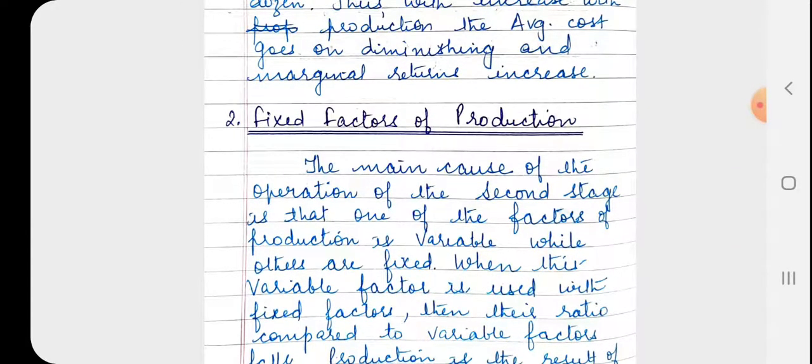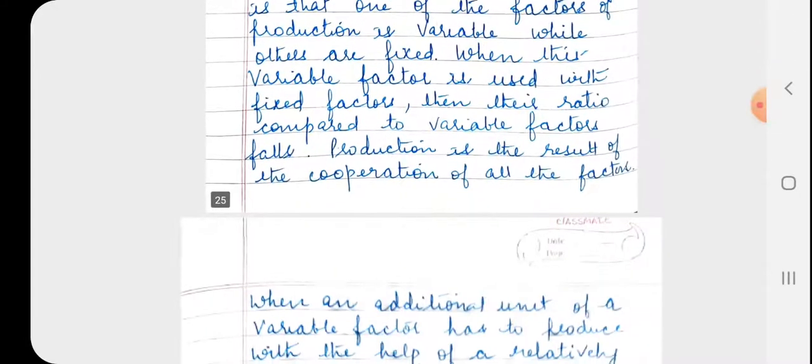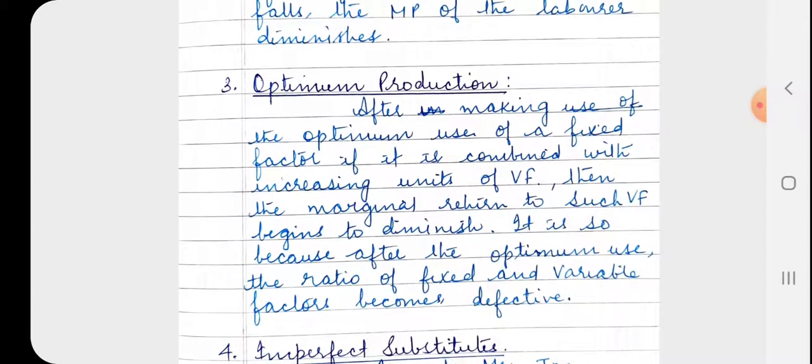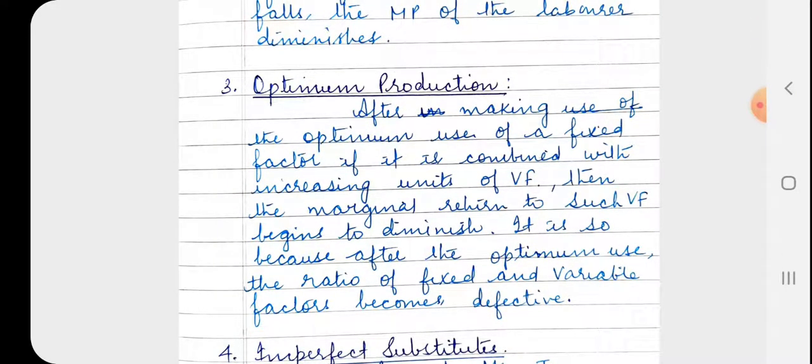Fixed factors of production are the main cause of operation of the second stage. Why does the second stage start operating, why is it increasing at a declining rate? The main reason is that some factors of production are fixed, and we are only increasing the variable factor. After making the optimum use of the fixed factor, if it is combined with increasing units of variable factor, the marginal return to such variable factor begins to fall.